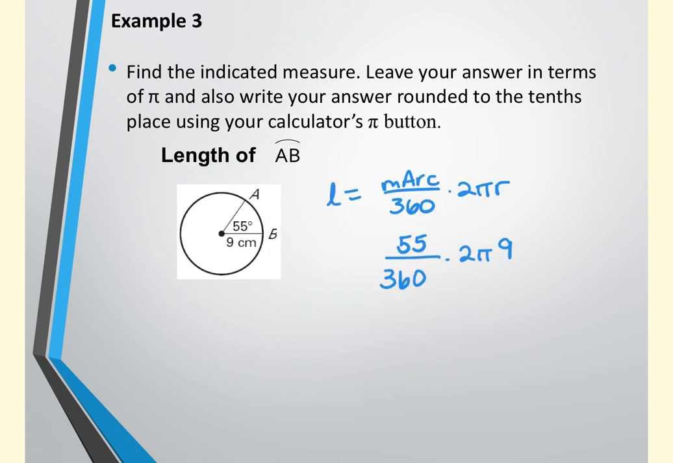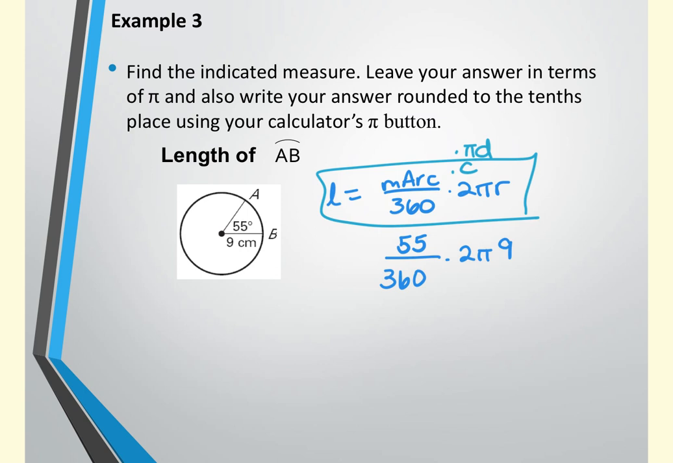Okay, then came the length of the arc. So this is the formula for the length of the arc. It is the measure of the arc over 360 times 2 pi r, or times c, or times pi d, because all of those are interchangeable depending on the information you're given. This time they gave me r, so I used the long one. 55 is the angle, which means it would be the same as the arc. So 55 over 360 times 2 times pi times 9.